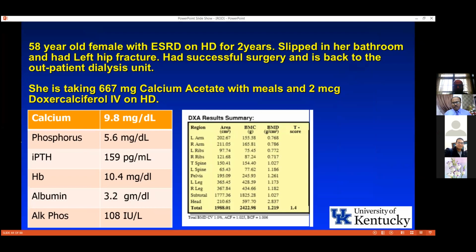Okay, let's go back. Dr. Amr, sir, do you have a score for trabecular bone? Yes, it's coming. It's coming.